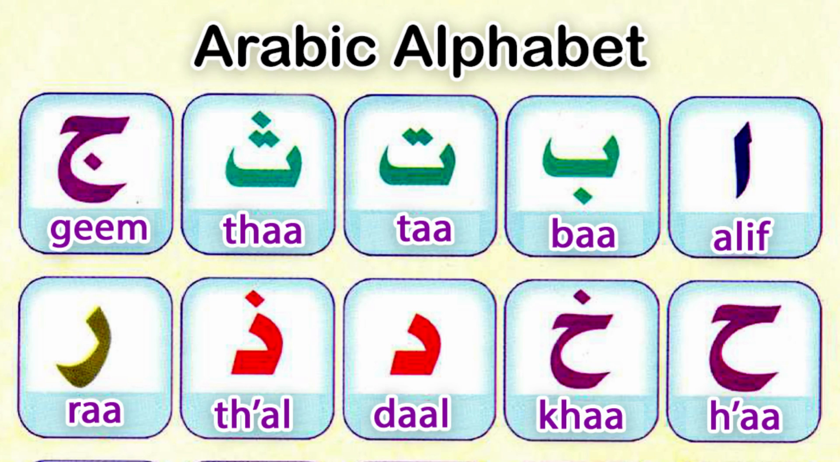Today, inshallah, we're going to learn the Arabic alphabet. Are you ready? Let's go. The first one here, from right to left, because in Arabic we read and write from right to left. First one is Alif.